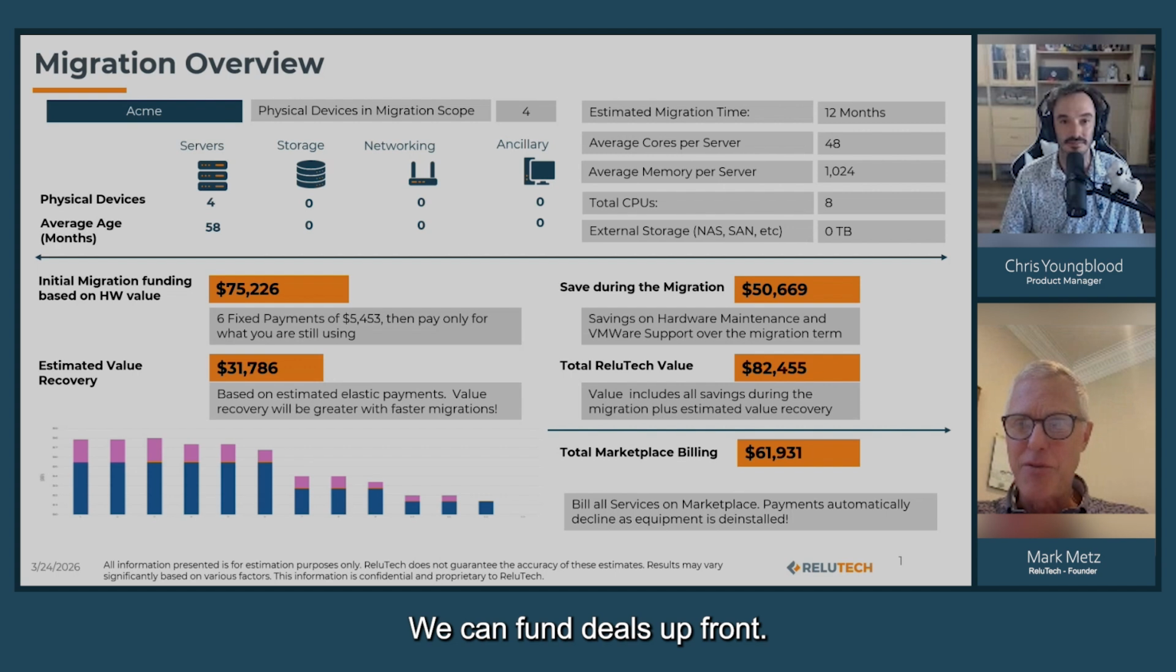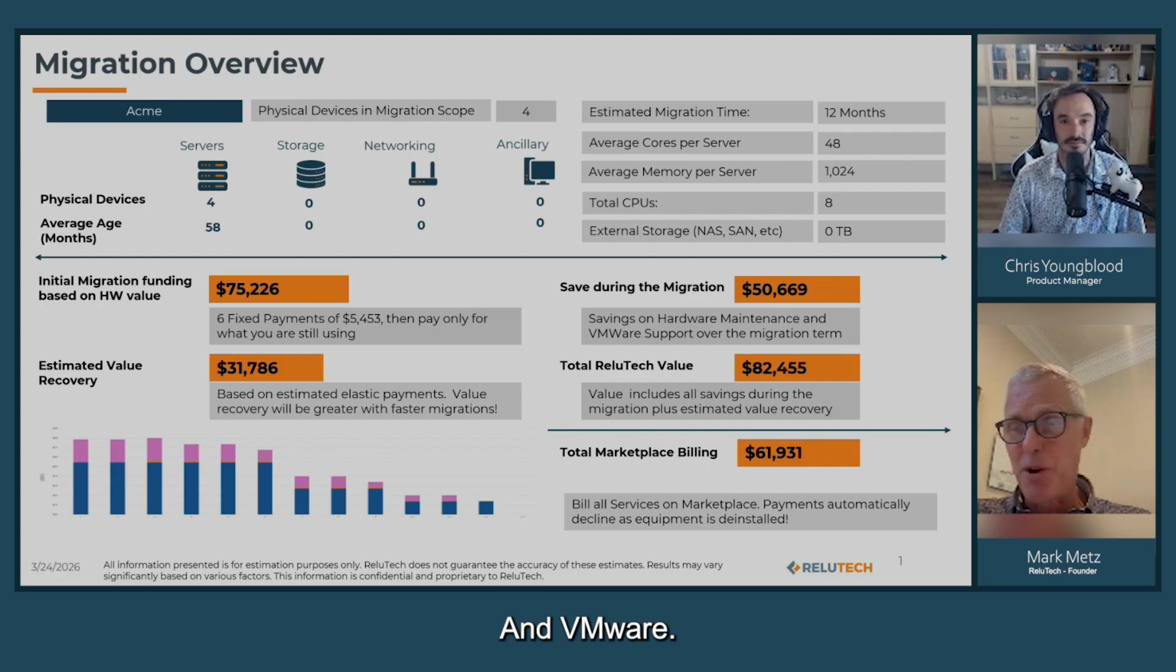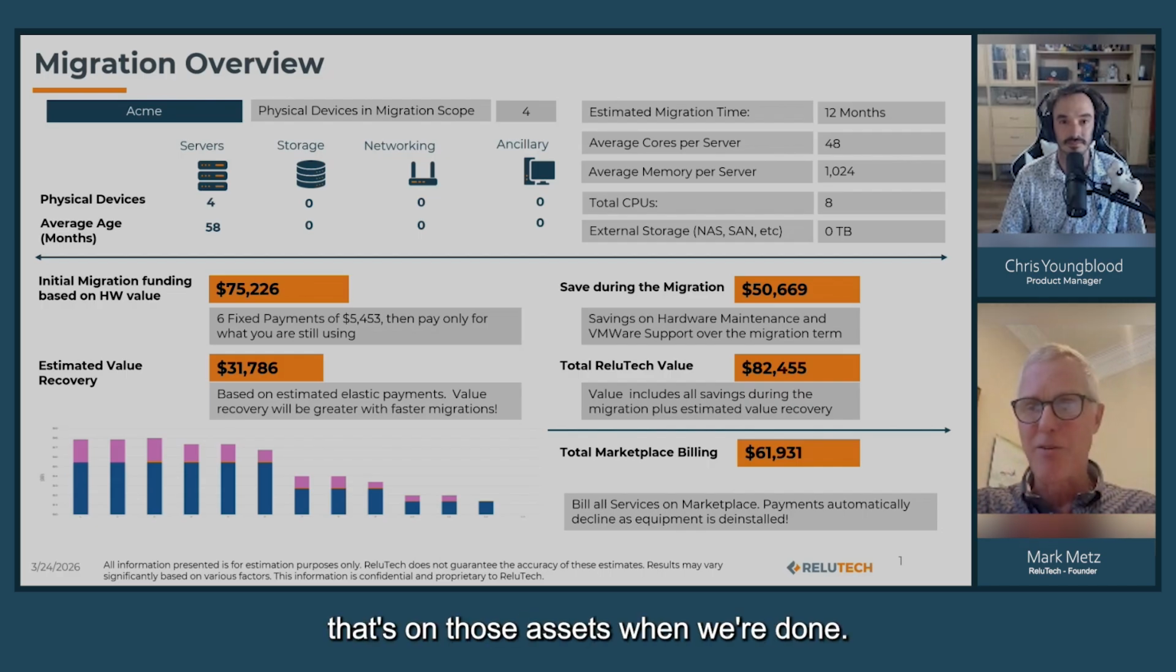We can fund deals up front. We can then allow you to pay for using those products and us maintaining those products while you migrate off them. Then we can dispose of those in an environmentally friendly process and get you money for those assets and save you money on the support of those assets and of VMware. And then destroy the data, of course, that's on those assets when we're done.